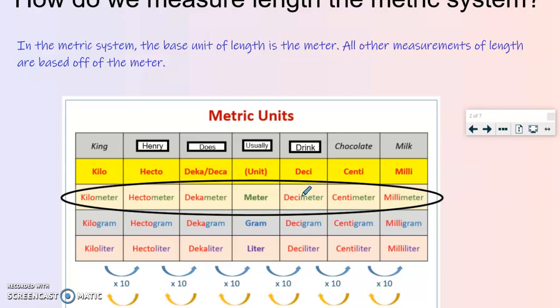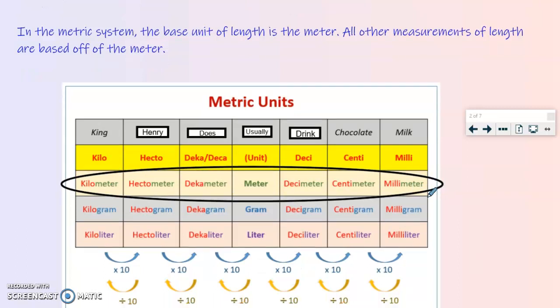These three are all smaller than the meter, and we saw that in our previous lesson. And then these are all larger than the meter. So these are made up of multiple meters put together. And then these are what you get if you break the meter down into smaller parts.